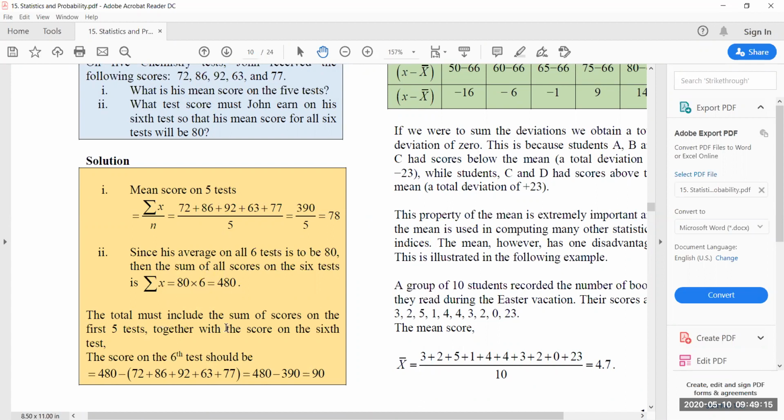Now the total must include the sum of the scores on the first 5 tests together with the score on the 6th test. So the score on the 6th test should be 480, take away the sum of all the 5 tests here, which will work out to be 390, which is what I explained to you all before, as we can see here. So 480 take away 390 will be 90. So the score of the 6th test should be 90.